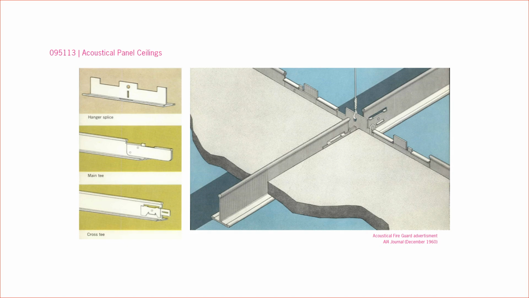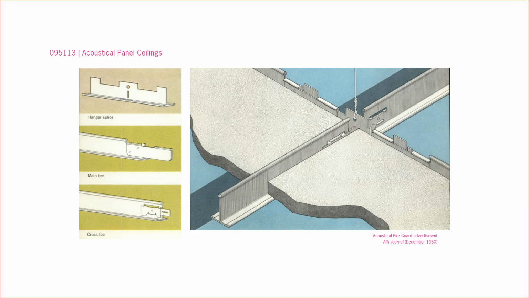broader category of suspended ceilings, which themselves only began to be developed in the 1930s. The APC developed as a specific type of suspended ceiling in the 1950s, and has been used extensively for the last 60 to 70 years.